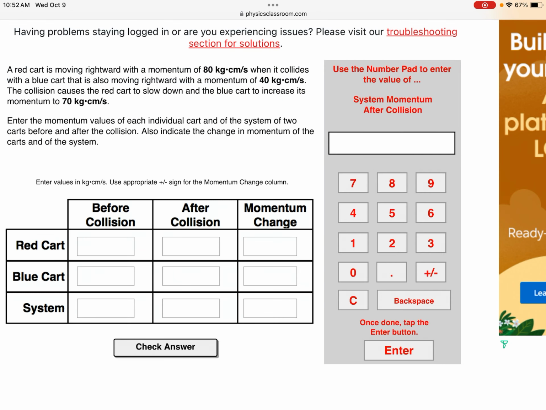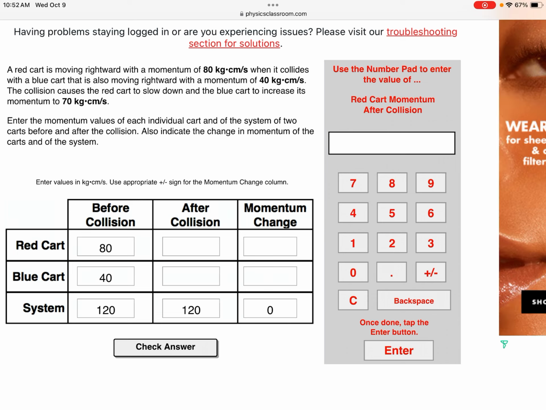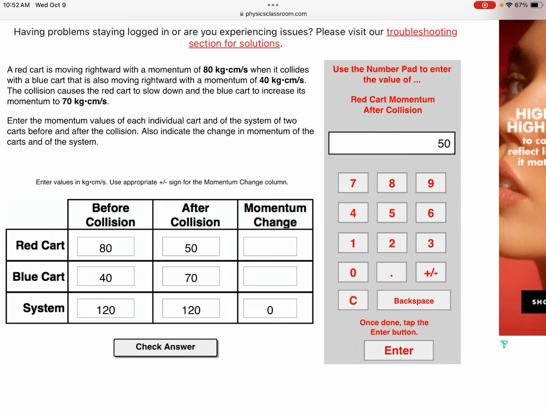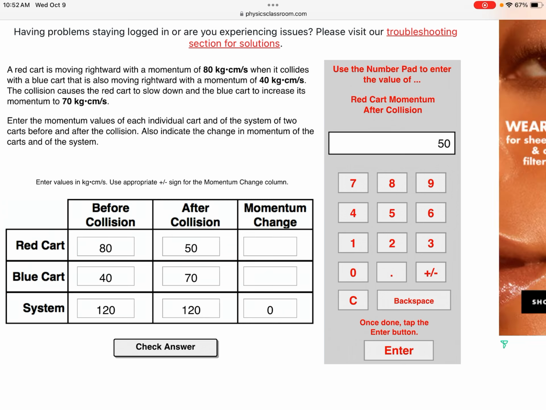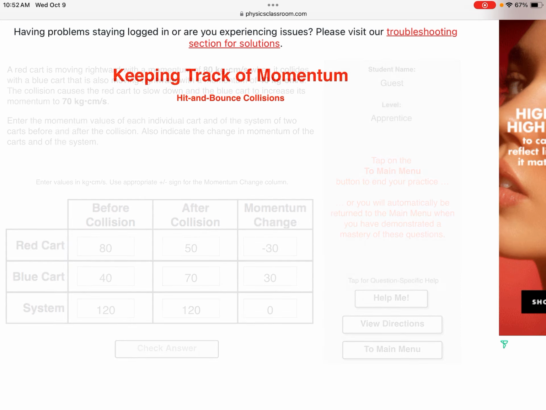Now you could have a question, and we'll go through another one. The red cart is at 80. The blue cart is at 40. The total is 120, so I know that that's 120. I know that the momentum change is 0. After the collision, the blue receives momentum, and therefore by math it's 50. Is that right? Yes, so 80 to 50 is a negative, and that's a 30. Check answer.